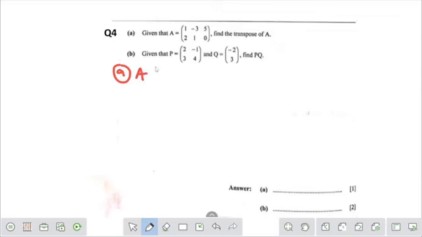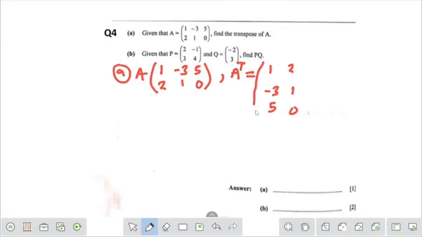So your matrix A is this one. She's having 1, negative 3, then here a 5, we have a 2, a 1, a 0. So how do we find A transpose? So we have said the row becomes a column. So 1, negative 3, and 5, this is a row to become a column like this, 1, negative 3, then a 5. Also 2, 1, and a 0 also become a column, 2, 1, 0. So this is the transpose of matrix A.